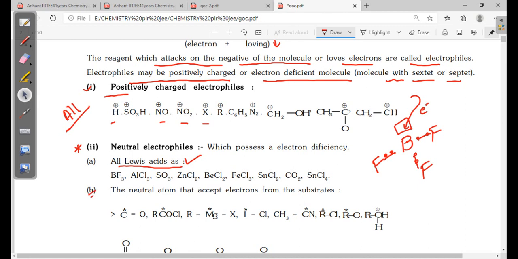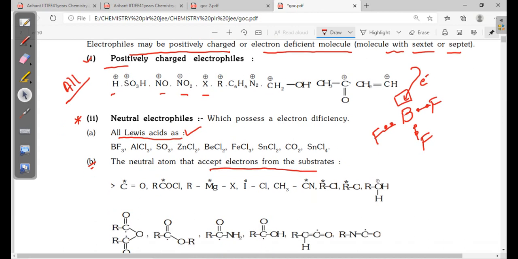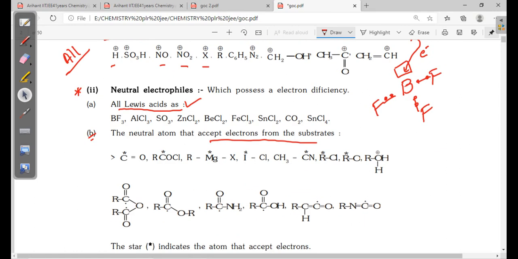Next, the neutral atom that accepts electrons from the substrate. Here some more neutral electrophiles are there. You can see here this carbon is following the octet rule also, even though it is an electrophile. Why? Because this pi bond is shifted to oxygen, because the electronegativity of oxygen is higher. So carbon gets a positive charge and oxygen gets a negative charge, which means the carbon is now ready to accept electrons from a foreign species, any A minus, B minus, whatever.